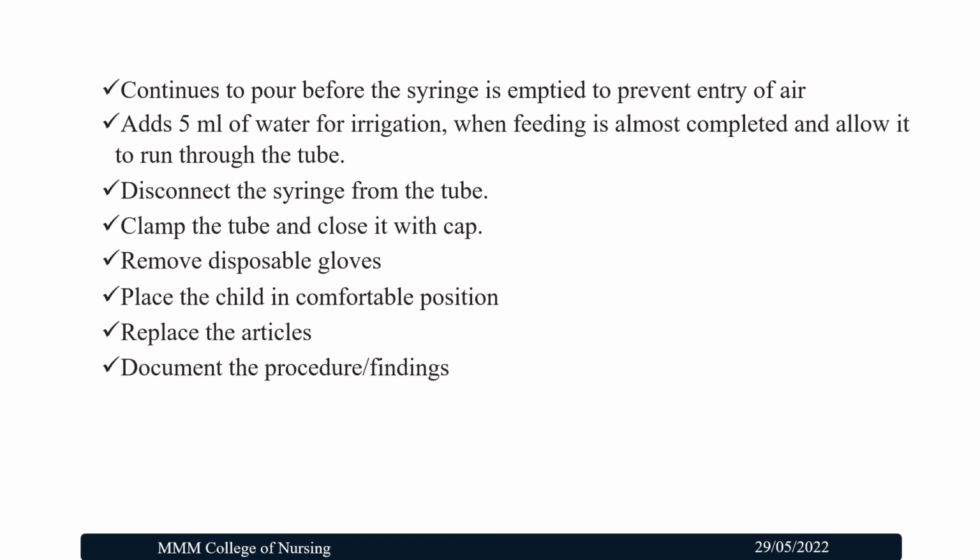Disconnect the syringe from the tube, and then clamp the tube and close it with the cap. Remove the disposable gloves, place the child in a comfortable position, and then replace the articles. Document the procedure, the day, time and the amount of feed given. These are the systematic steps you have to follow for the procedure.